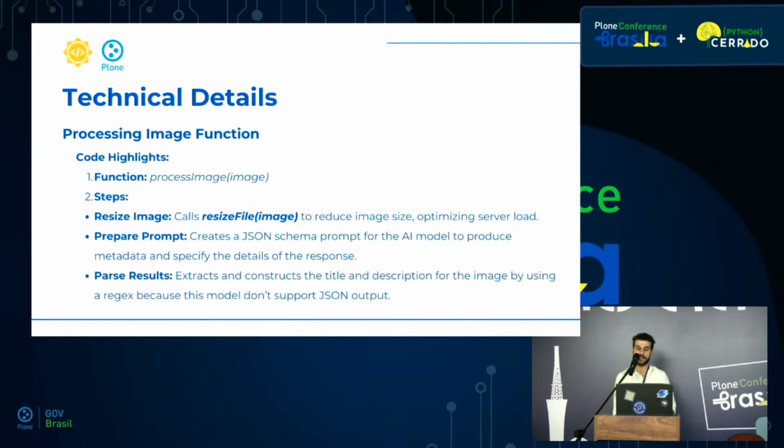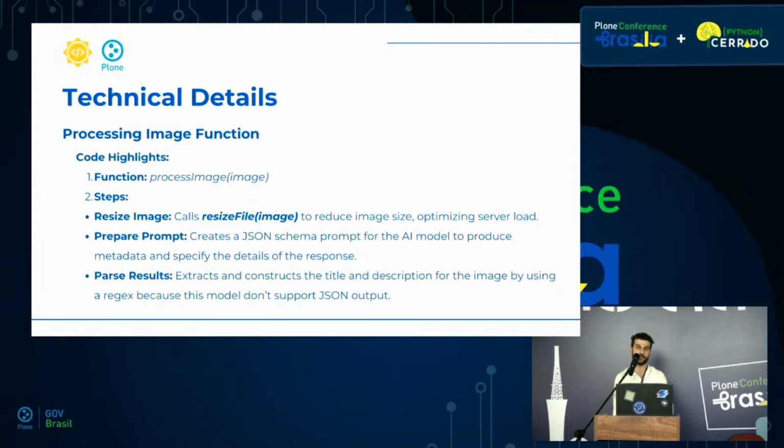Okay, this is the main function we used in this project. It's processImage. We will go through the steps of this function. We started by pre-processing the image. We resize the image to optimize the server load, make it fast, and meet the limitations of the model. Then we prepare the prompt. We need two things from the model. We need the title and description with one request.